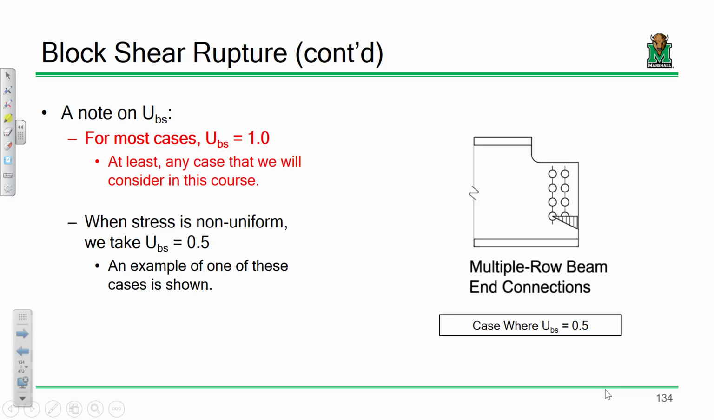The only thing that's unique is UBS. In most cases, UBS is just going to be 1. UBS is kind of like a shear lag factor for block shear. It just accounts for non-uniform stresses. The only time you ever take UBS to be 0.5 is when you have multiple rows on what's called a coped beam. So what is a coped beam? You know how when we have floor systems, we have beams framing into girders and so on.